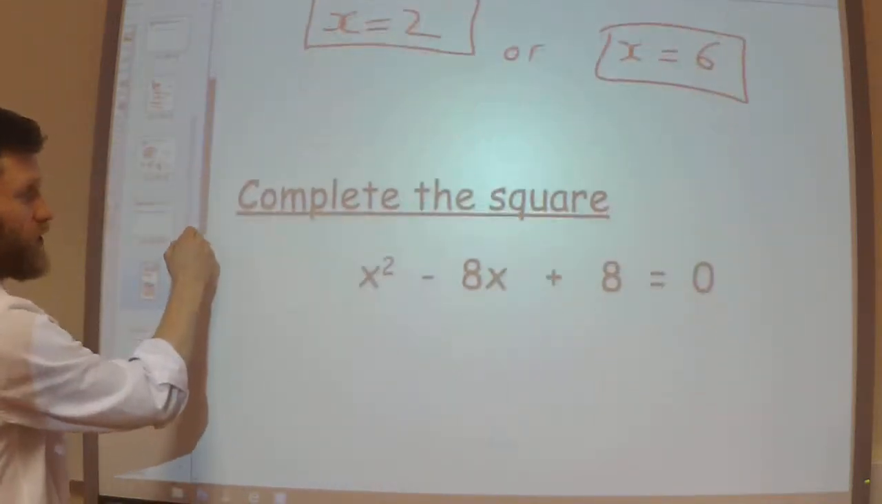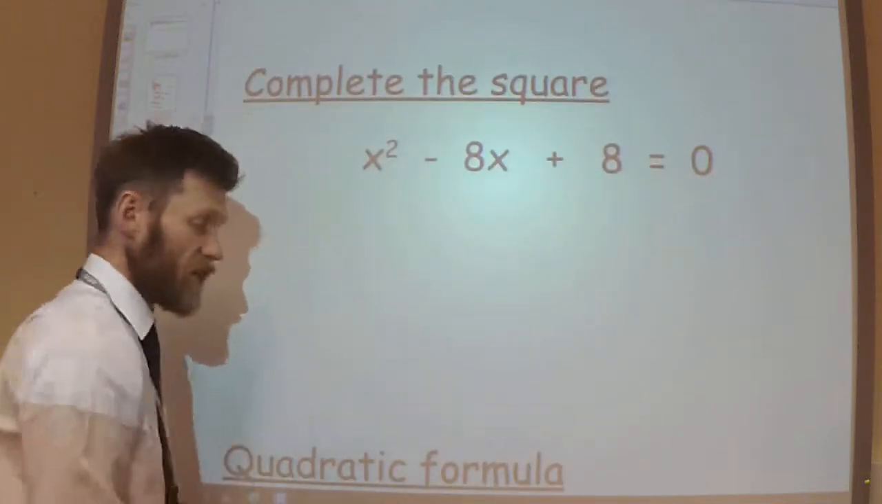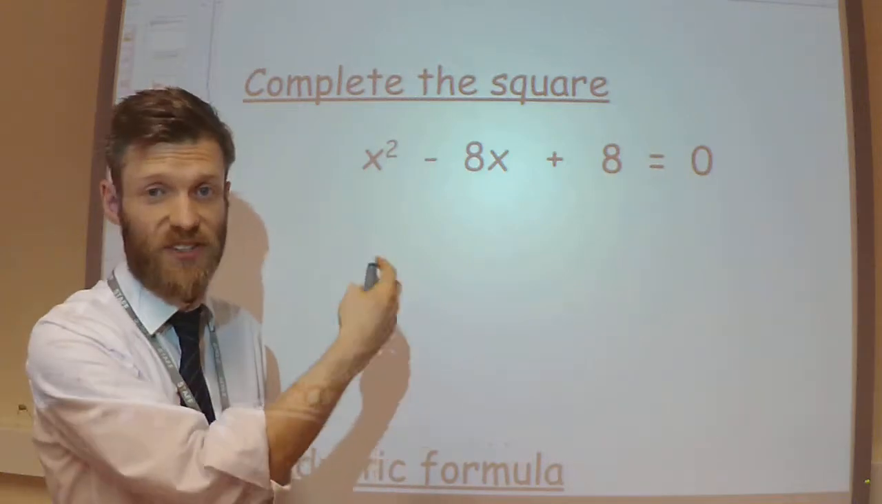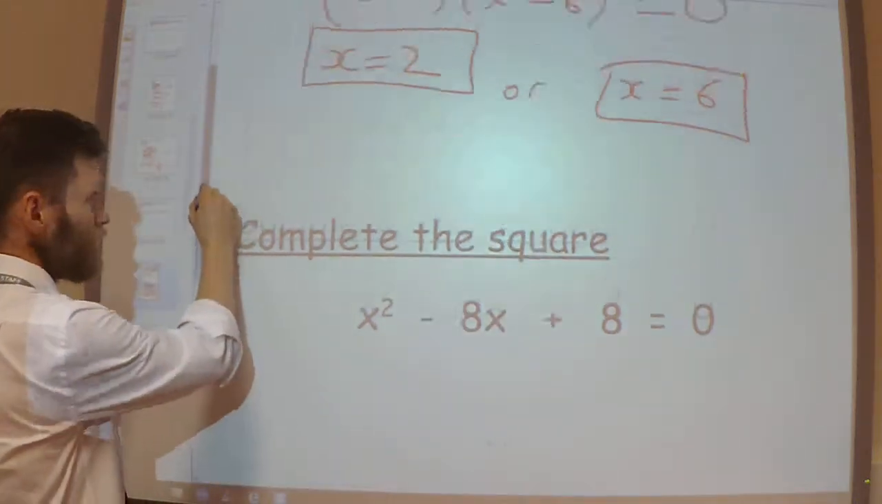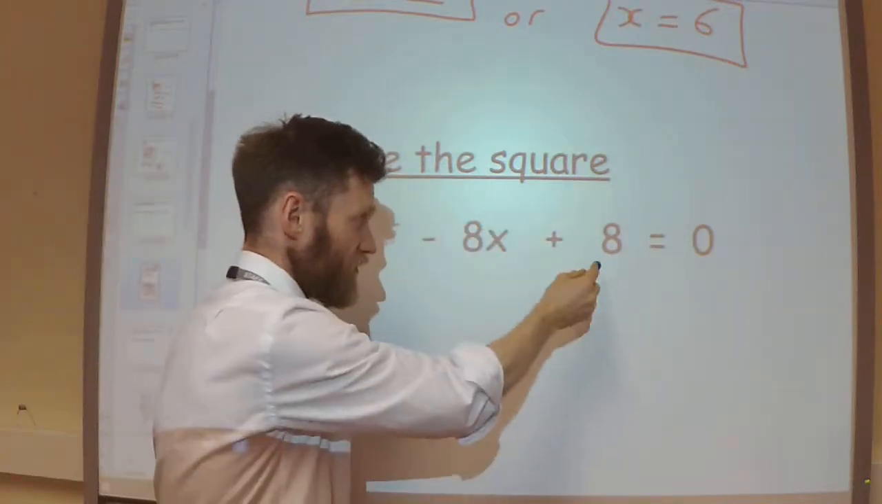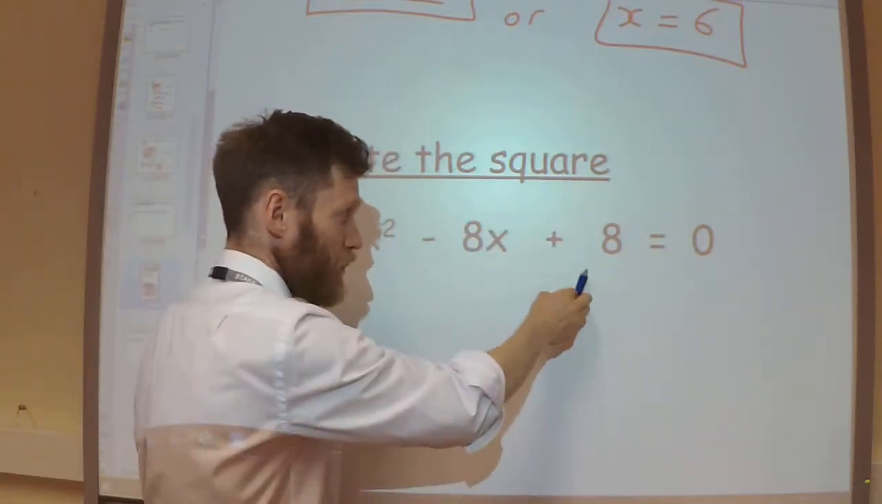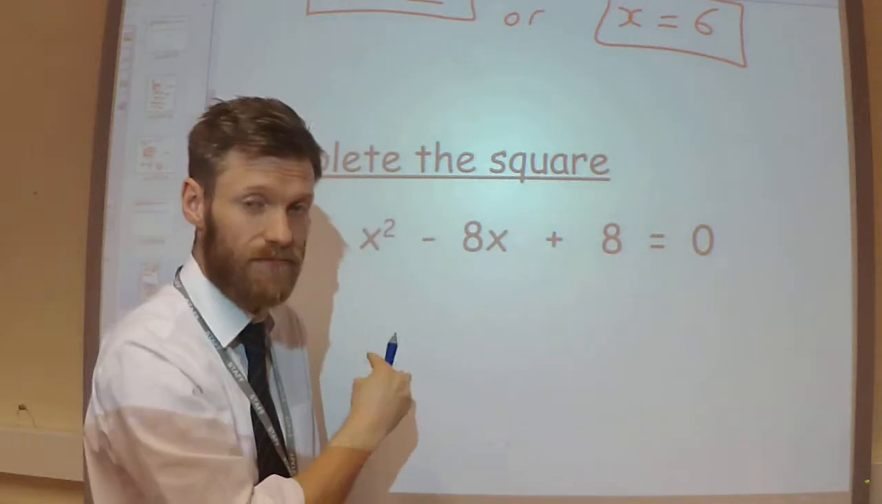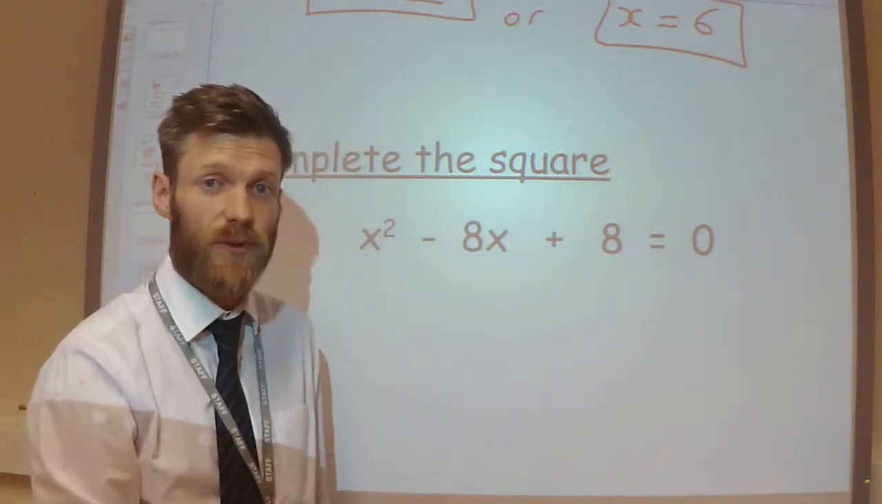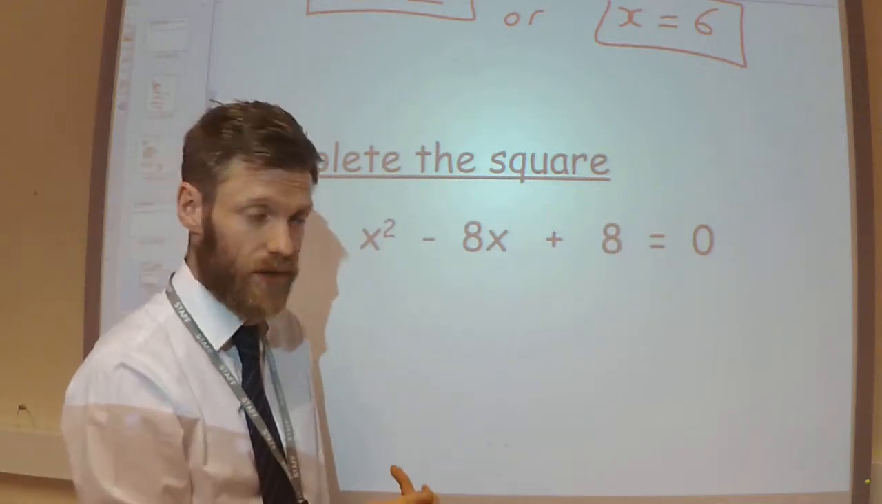Next, completing the square. So you will use completing the square perhaps when factorization doesn't work. So if you're looking at this type of equation, you're thinking, I'm trying to find 2 numbers that multiply to make positive 8 and add to make negative 8. There are no numbers that you can pick to do that. So we're going to use completing the square to do this process.